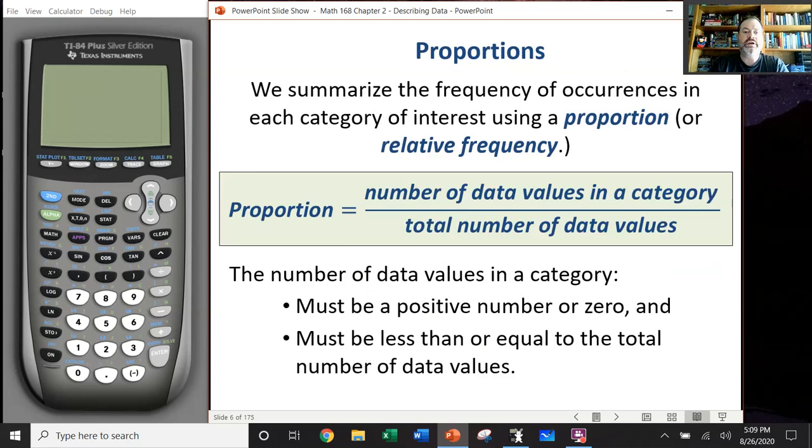So the proportion is the number of data values in each category divided by the total number of data values. So you can see what's going to happen when we start computing stuff here. The total number of data values is going to be the same.